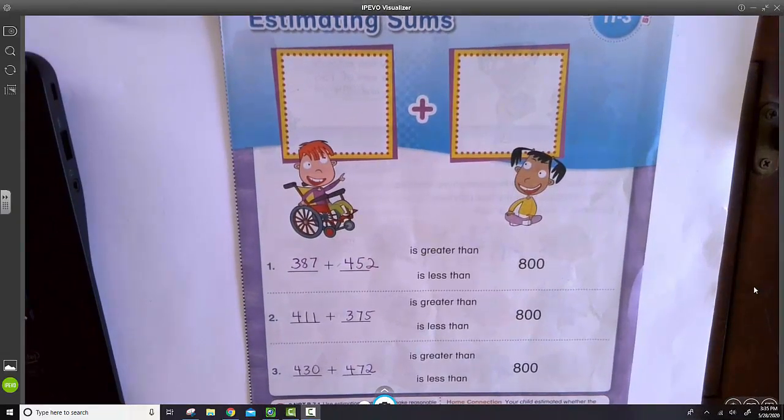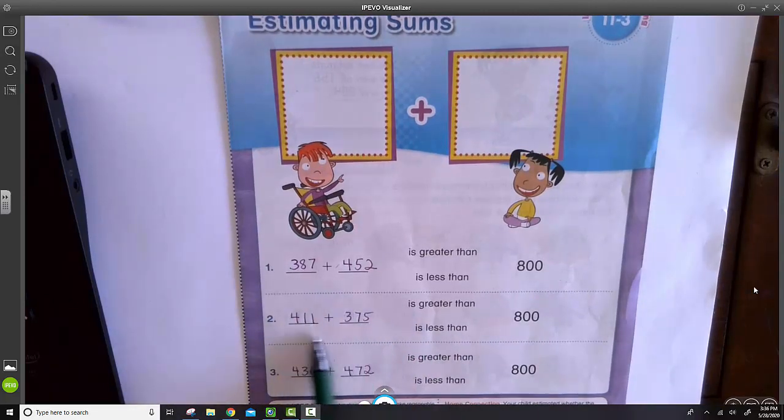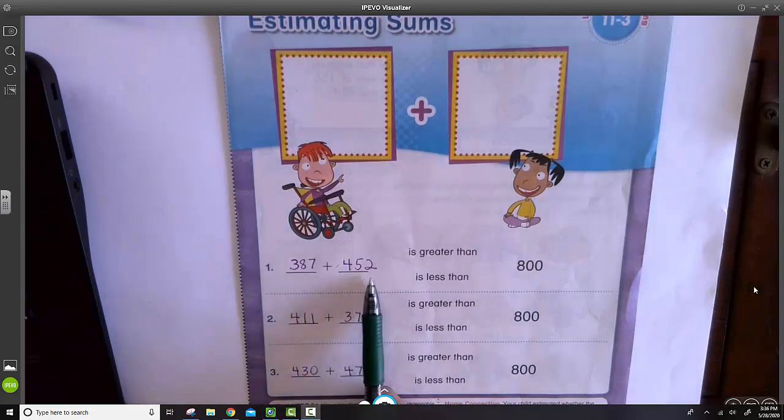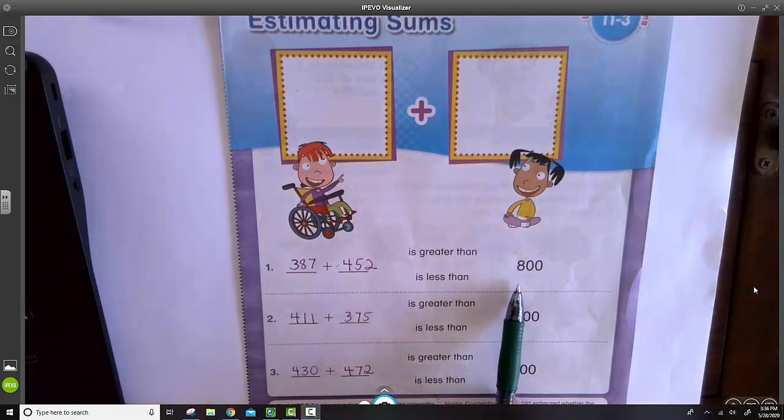Today we'll begin our study with estimating sums. So our first thought is, what are we estimating and why are we estimating? Let's use our model questions. You can write down these numbers and just stop the video, put them on paper, and then you can work along with me. So to begin with, we have 387 plus 452. Is it greater than 800, or are the addition of these numbers less than 800?